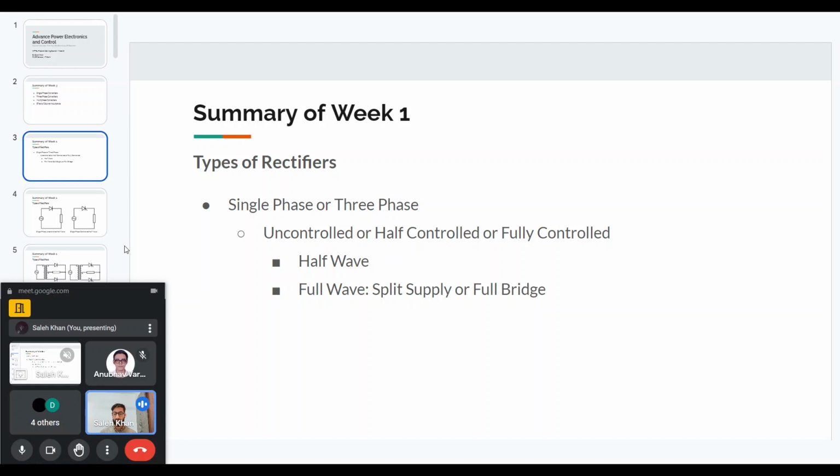In the single phase version, we can have half wave rectifiers, and in both single phase and three phase, we can have half wave as well as full wave rectifiers. In full wave, we have two options: split phase supply or a full bridge. The split phase supply is only the case for single phase converters. We'll see the circuits of all these types of rectifiers.